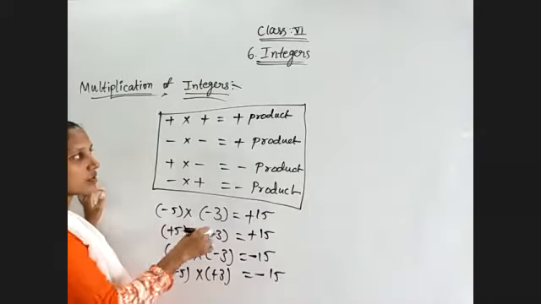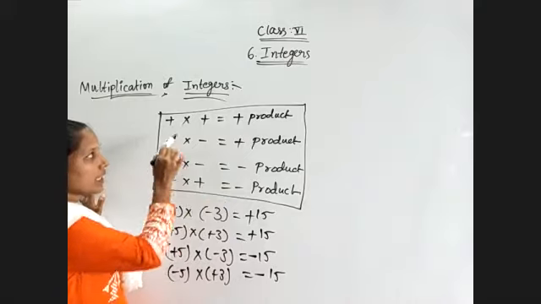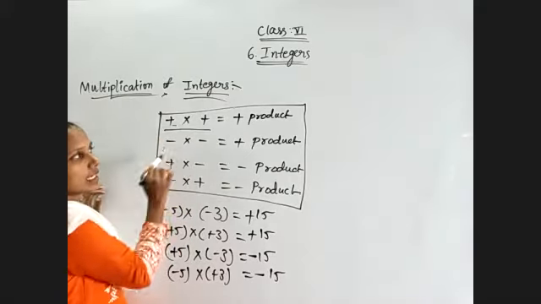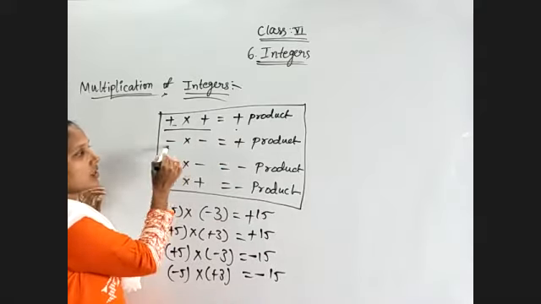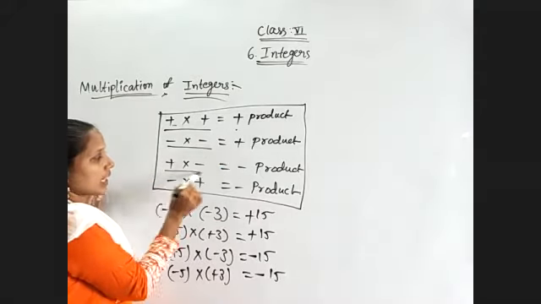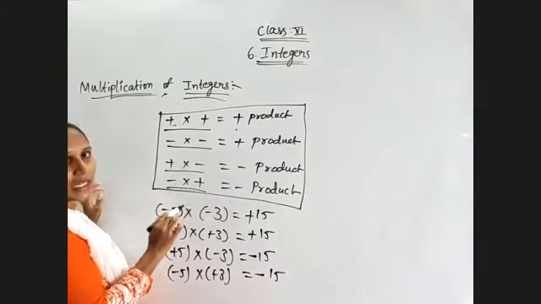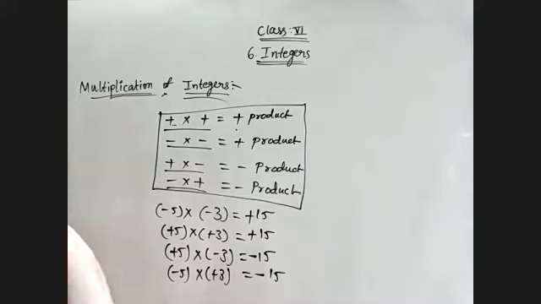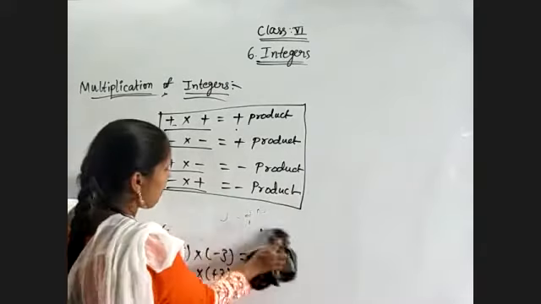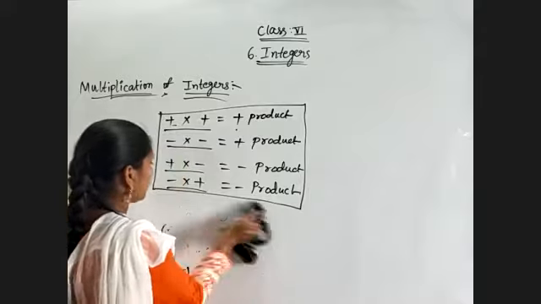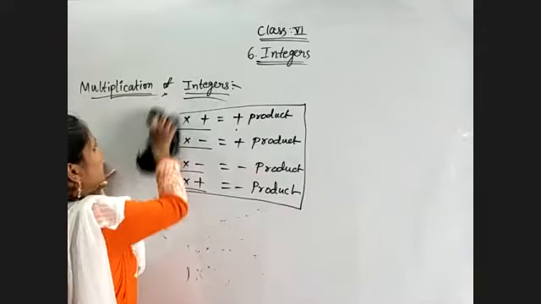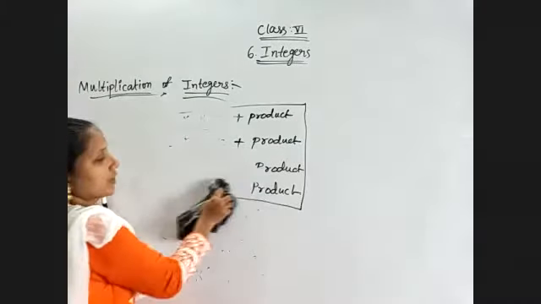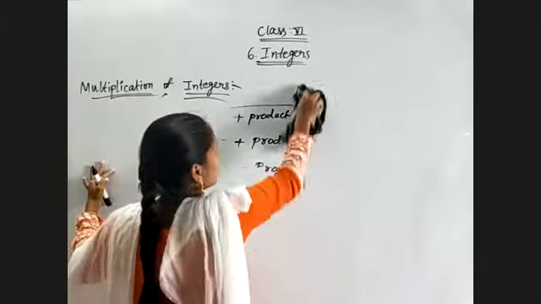In all the cases, we need to take the product depending on like integers and unlike integers. If you are getting two like integers, the result will be positive. If you are getting two unlike integers, in that case, the result will be negative. That's all. This is for only two integers. Suppose we have more than two integers, then what do we need to do?